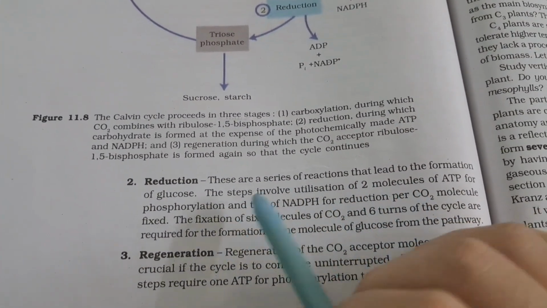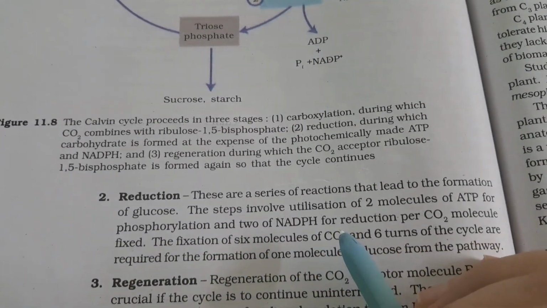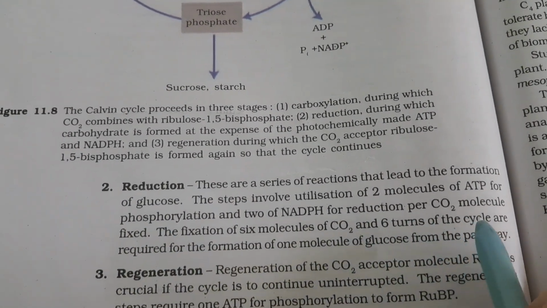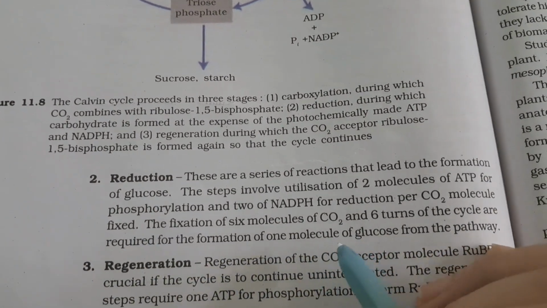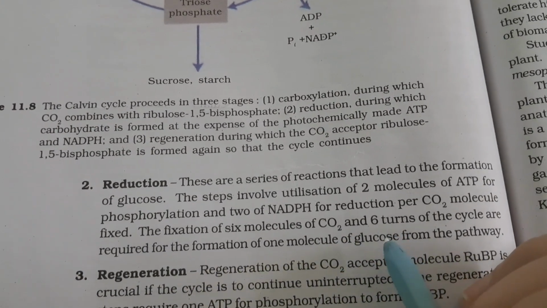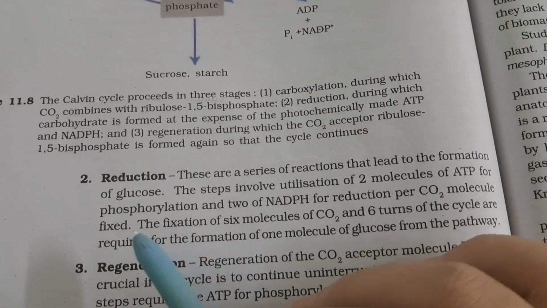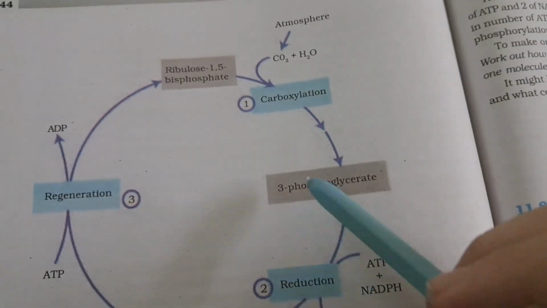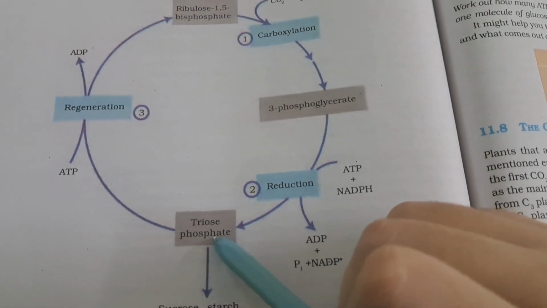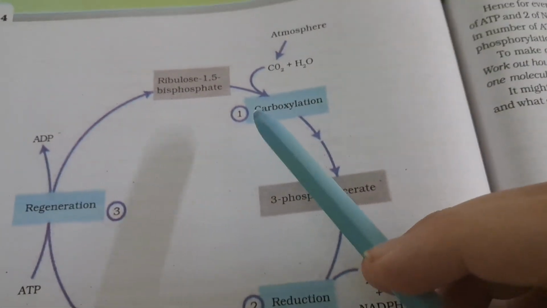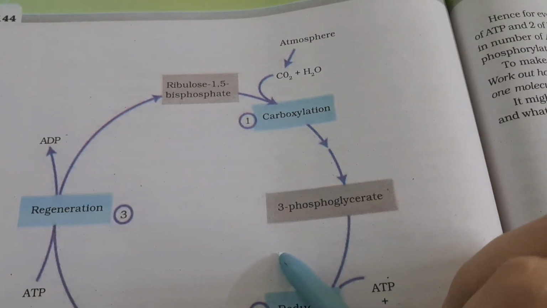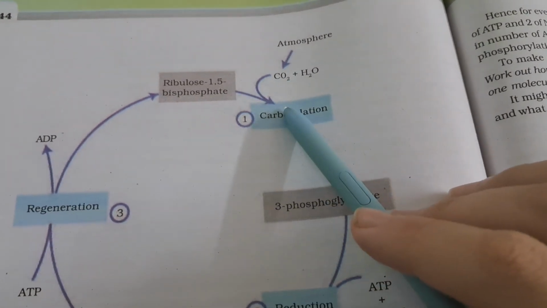Reduction: a series of reactions that lead to the formation of glucose. The step involves utilization of 2 molecules of ATP for phosphorylation and 2 of NADPH for reduction per CO2 molecule fixation. 6 molecules of CO2 must be fixed, and 6 turns of the cycle are required for the formation of 1 molecule of glucose. So in this cycle, to get 1 molecule of glucose, you have to conduct 6 turns of the cycle. 6 CO2 has to be fixed.